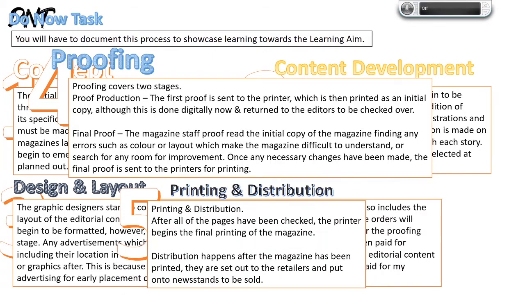And then it's on to the printers for it to be physically printed or to be published online, and then off in vans to go to the retailers to be put onto newsstands and sold. So that is essentially the production process that you are going to have to document.